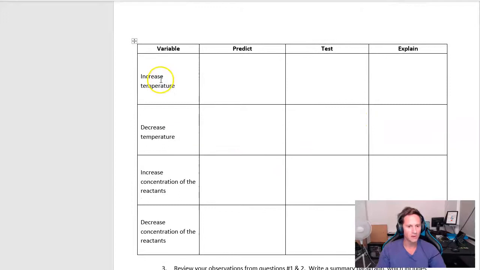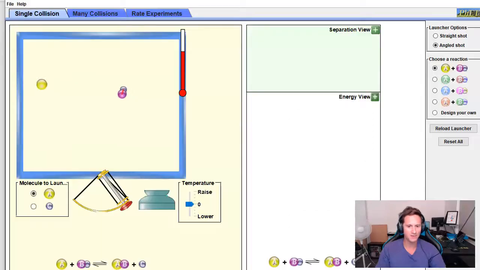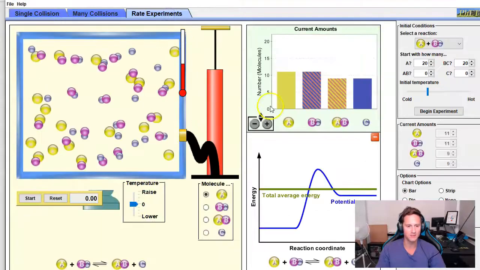Okay. So, what are the variables we're changing? Temperature and concentration of reactants. So, that tells me when I go here and go to rate experiments.